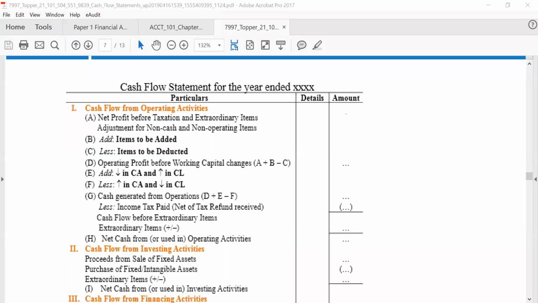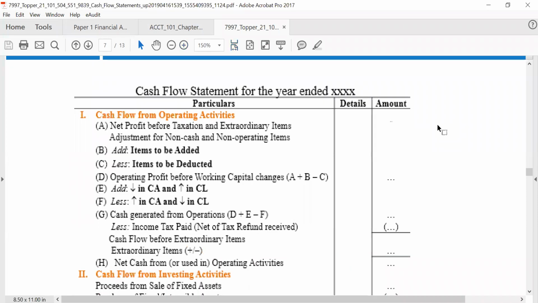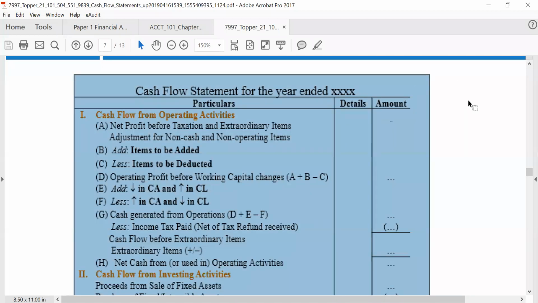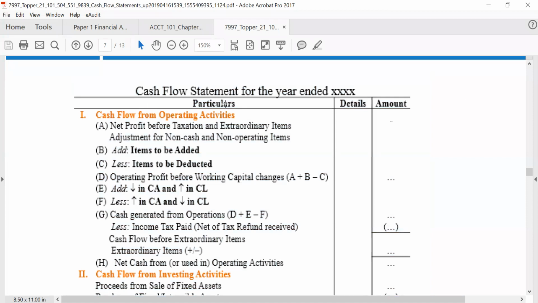All right, so this is the format. I want you to look critically here. This may not be very clear, but I can read for you. We can see that our first item is the net profit before interest. Again, I just want to re-emphasize that you start with a heading, maybe cash flow statement for the year ended. Then you proceed to have your particulars, maybe details, column, and then amount.